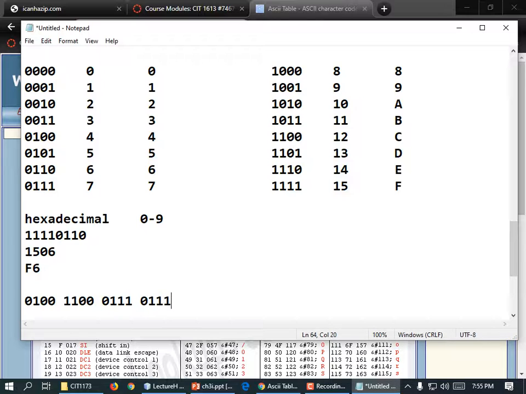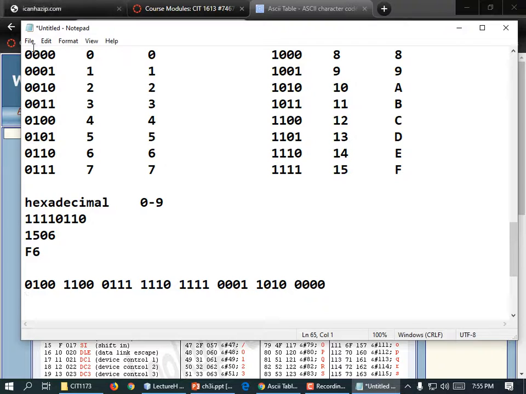I'm putting spaces in it just to make it easy to read. Let's turn those into hexadecimal numbers, and we'll just use this chart. So what is an 0100? Just doing a straight lookup in hexadecimal, that's a 4, and what's the next one? So it's a C, and what about that one? It's a 7, and what about that one? That's an E. How about those ones? That's an F.